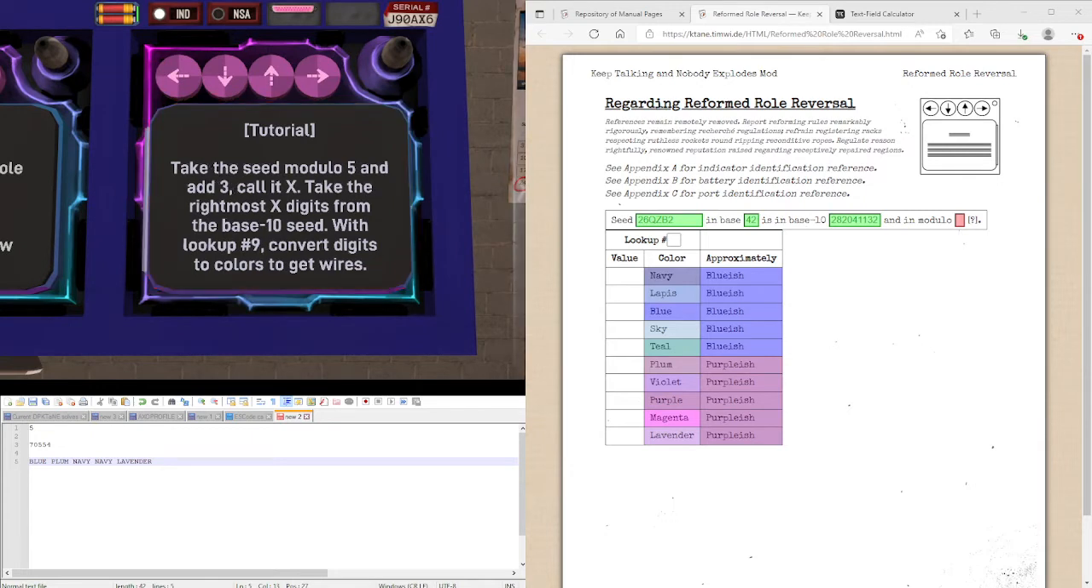Take the seed modulo 5, which is 2, and add 3. So, finally, we have 5 again. Take the rightmost ones here. So, in this case, we could be using these digits rather than the first few digits. And you look up 9. Convert these. So, this time we have sky, 2 navies, again, blue, and lapis.